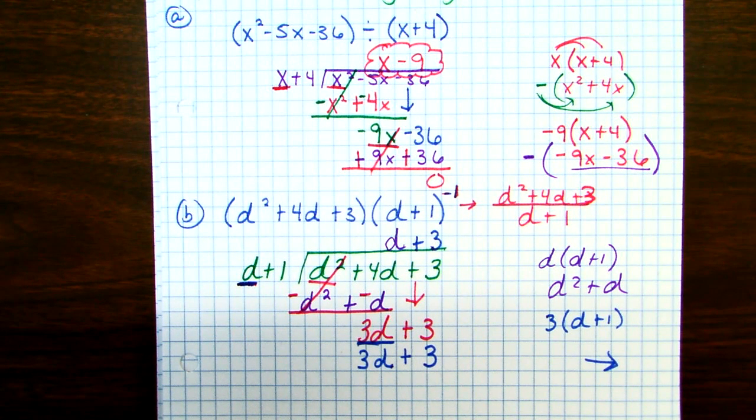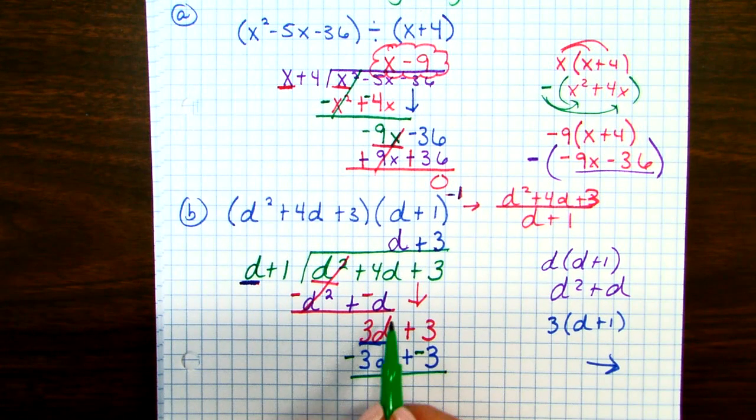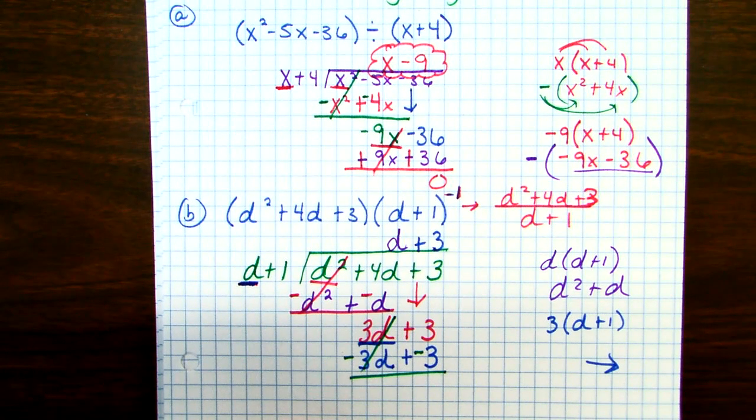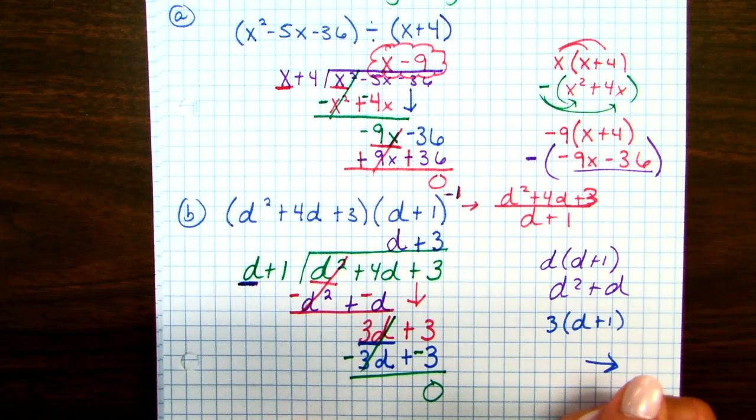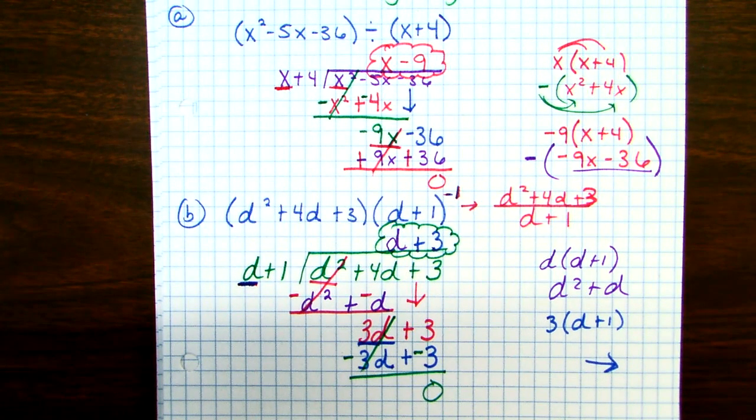Change both signs. If we did it right, those guys should cancel. I get a 0 here, nothing to bring down. Final answer is d plus 3, no remainder.